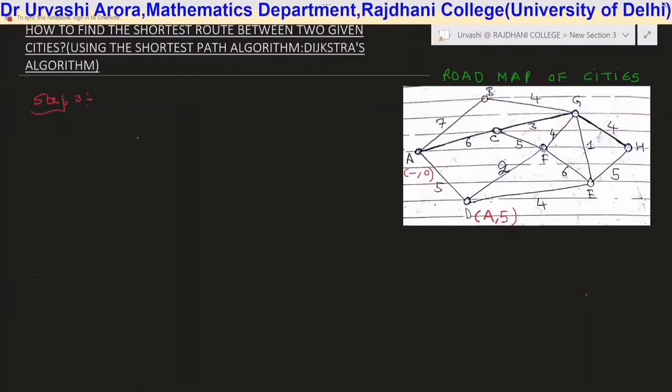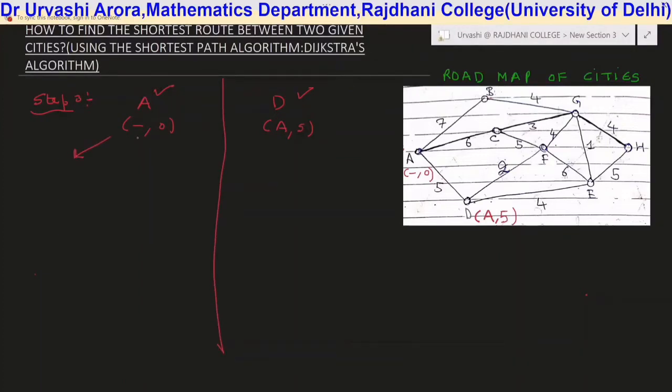Now let us take an account of all the vertices that have been labeled so far. There are 2 vertices that have been labeled so far: the vertex A, which has label dash 0, and the vertex D, which has label A5. Now for each of these 2 labeled vertices we find the corresponding adjacent unlabeled vertices.